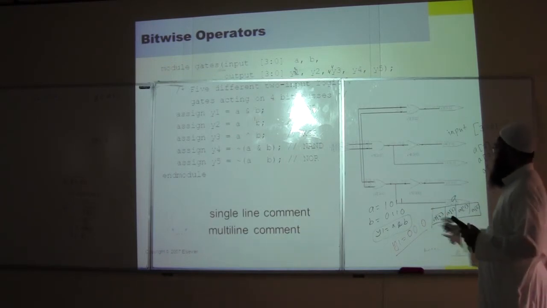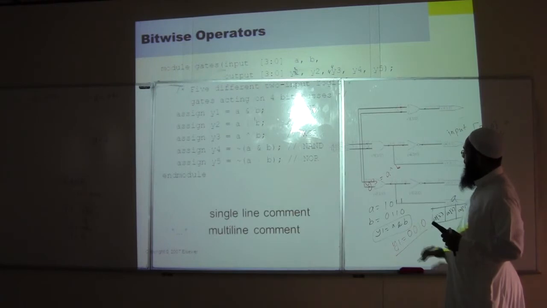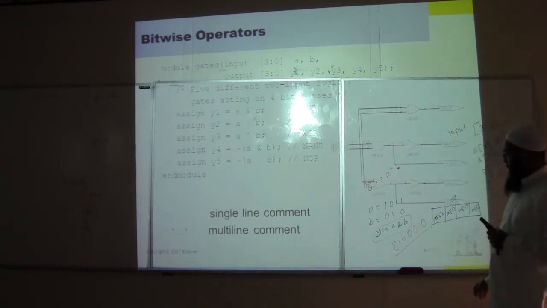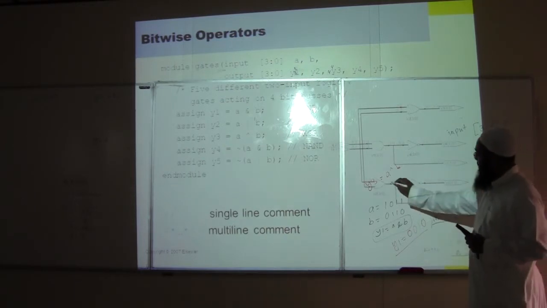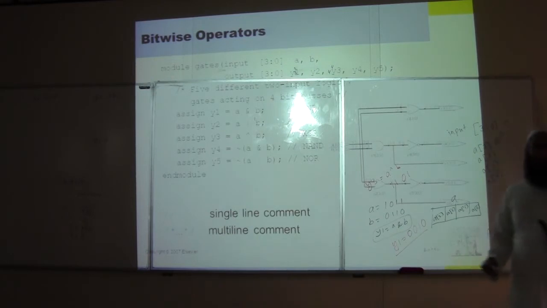XOR. Y3. 1 1 1 A XOR B. 1 1 1 1 1 1 1 1 1 0 1 1. 1 0. 1 1 0. Remember, XOR will be 0 if both bits are the same. XOR will give us 0 if two bits are the same.